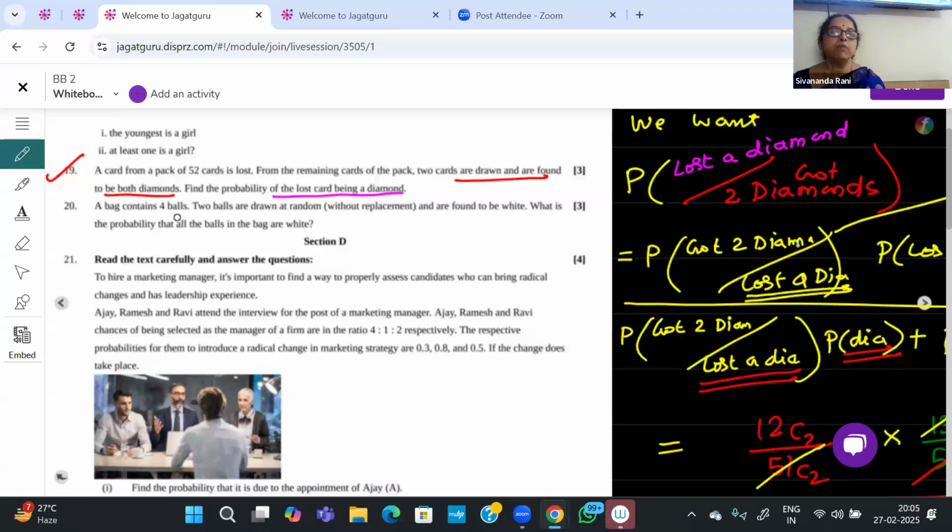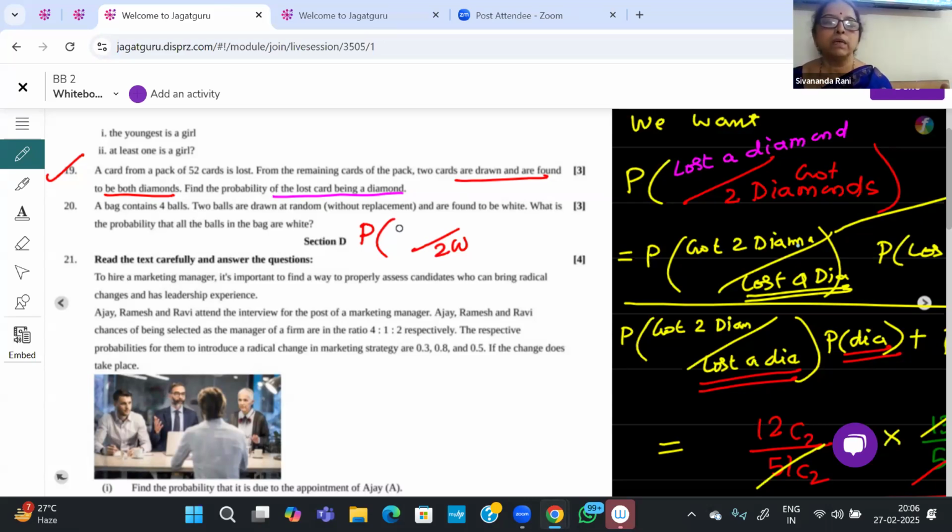Next one: a bag contains 4 balls. Two balls are drawn at random without replacement and are found to be white. What is the probability that all the balls in the bag are white? It's a bit different. There are 4 balls and we have drawn 2 balls and found them to be white, right? 2 white balls occurred. This problem is slightly different. What is the probability that all the balls in the bag are white?